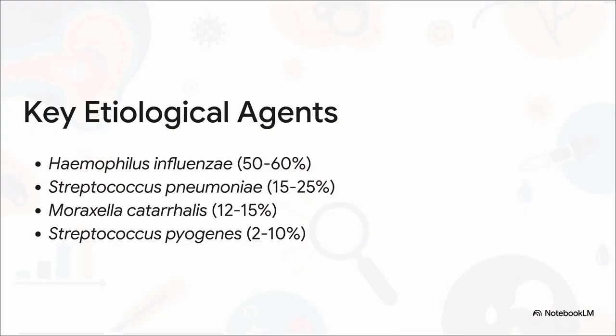You know, understanding the bugs is key to picking the right drugs. Right now, the dominant player is non-typable Haemophilus influenzae, causing up to 60% of cases. Streptococcus pneumoniae is still a major cause, followed by Moraxella catarrhalis. These are the bad guys our antibiotic strategies are built to fight.